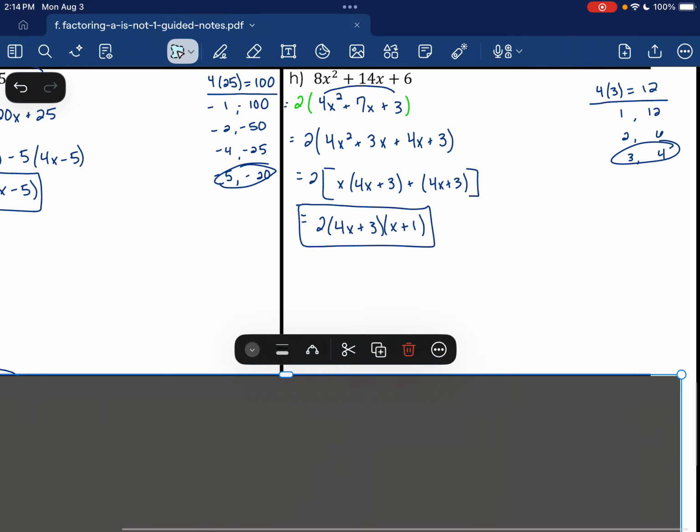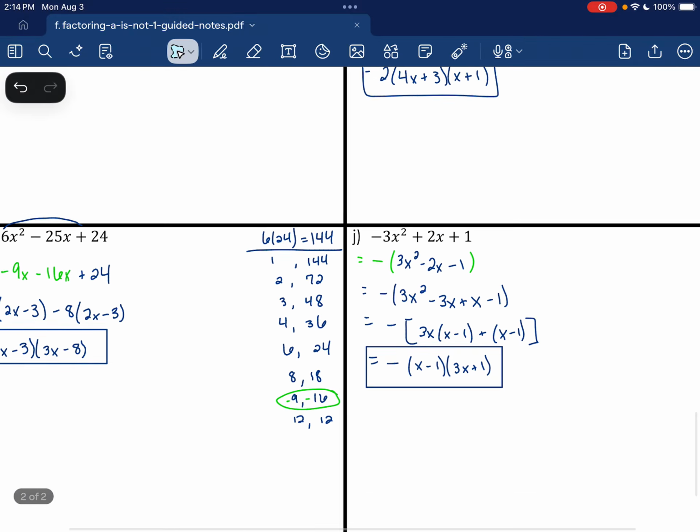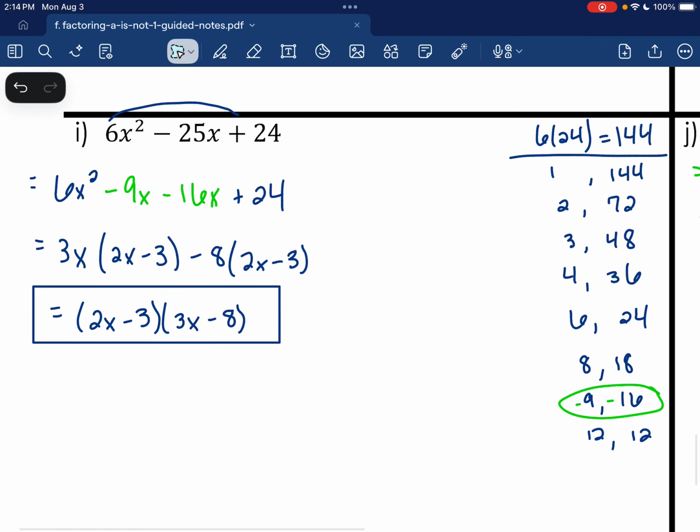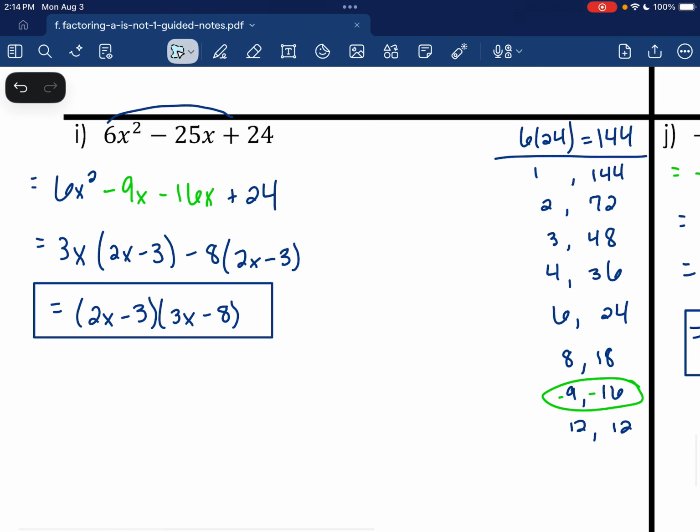Alright, so far so good, guys? Let's see, 2 more and then we are all done. So here we did 6 times 24, and we got 144. This was fun. So many factor pairs here. We went with -9 and -16 because that adds to -25 but multiplies to a positive 144. So when we factor that out, we ended up with 2x minus 3 times 3x minus 8.